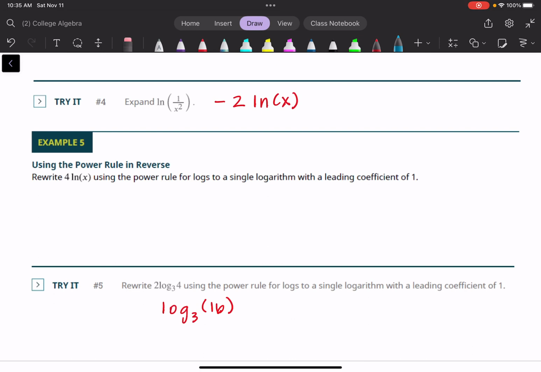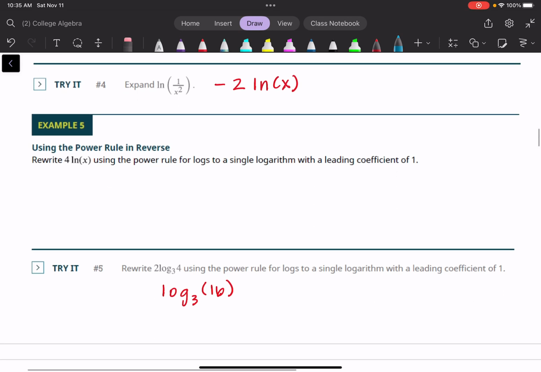Recall that an exponent in the denominator can be moved to the numerator by making that exponent negative, and then maybe you can see how we ended up with that negative 2 natural log x.